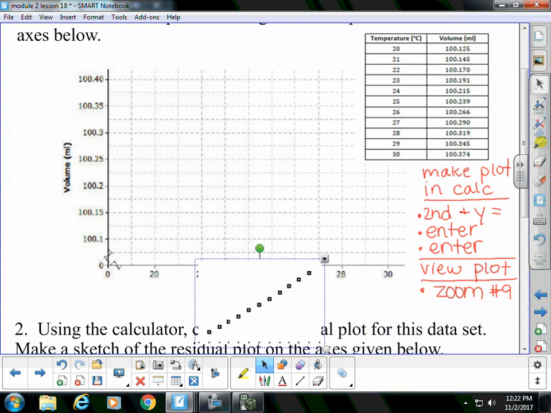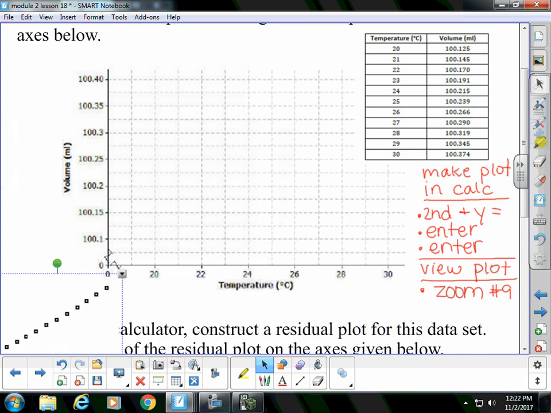Move this out of the way somewhere. There we go. Let's put it down here. Okay, so that's what our plot should look like. Okay, so now I'm going to kind of mimic that on my graph right here. So 20 and 100.125. So here I've got 0.1 and here's 0.15. So 125 would be about halfway. The next one is 21 and 0.14. So that's going to be a little bit below 0.15.